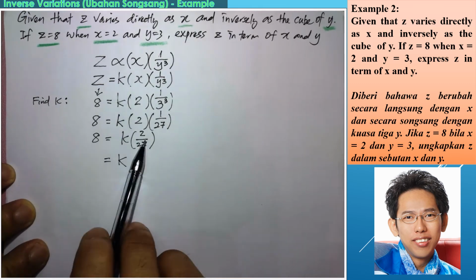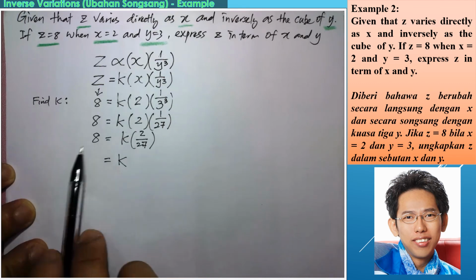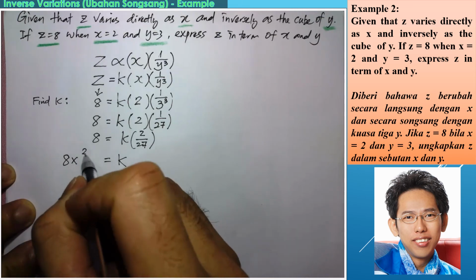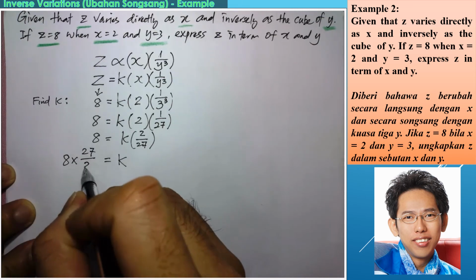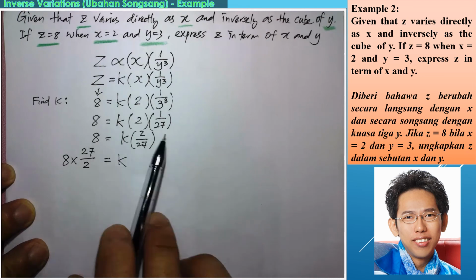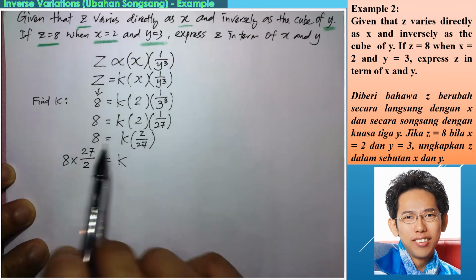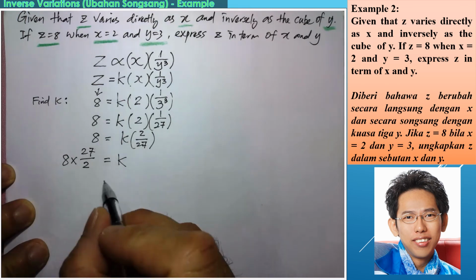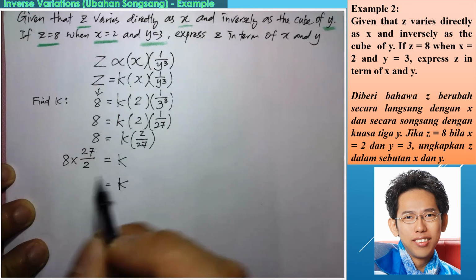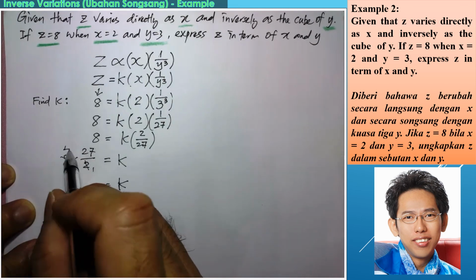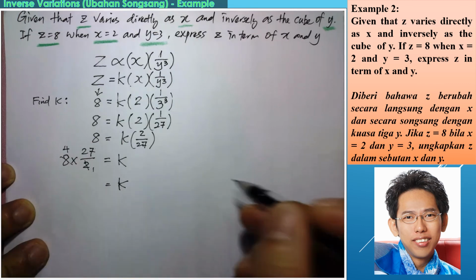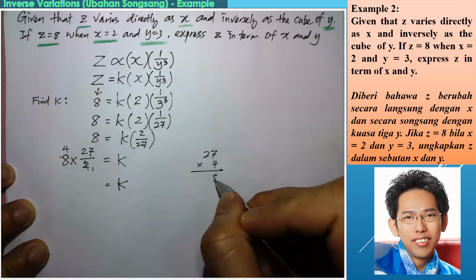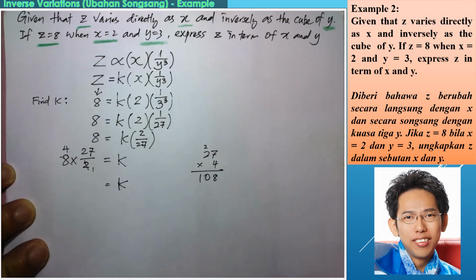This one moves to the other side, 27 bring up, 2 bring down. This is simple mathematics. 8 multiplied by 27 divided by 2. Actually this one is terbalik. Terbalikkan dia. Pindah sebelah, terbalik. Bahagi jadi darab, darab jadi bahagi. Okay, then we simplify. So K is 4 times 27. Okay, it's 108.